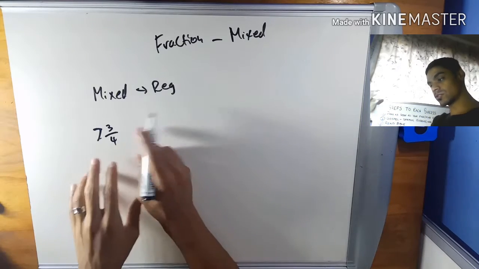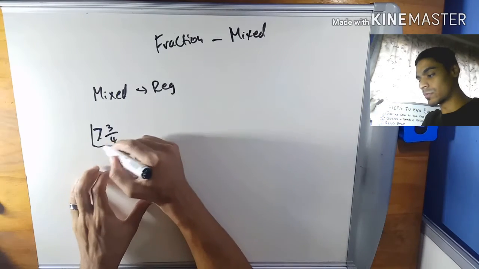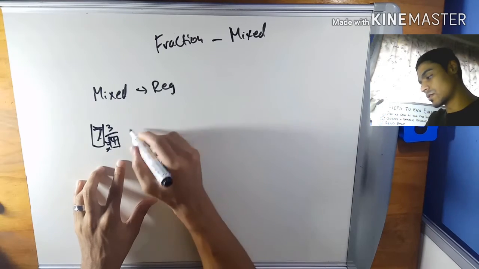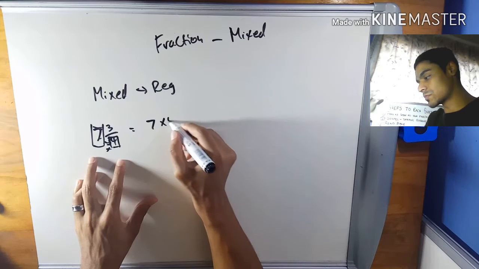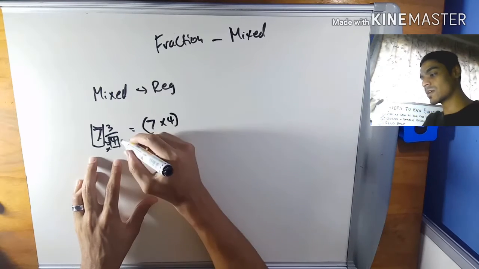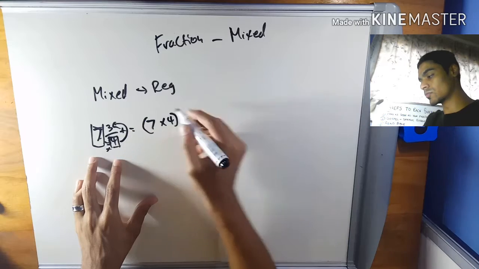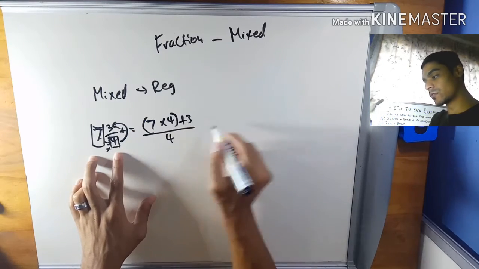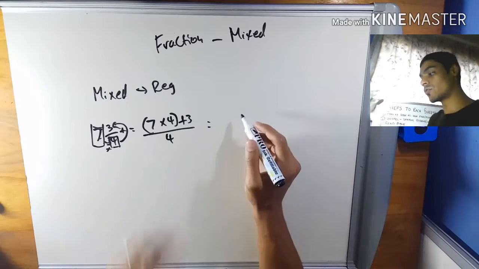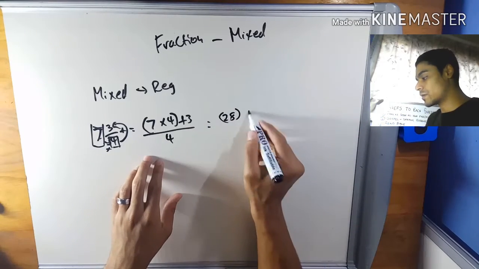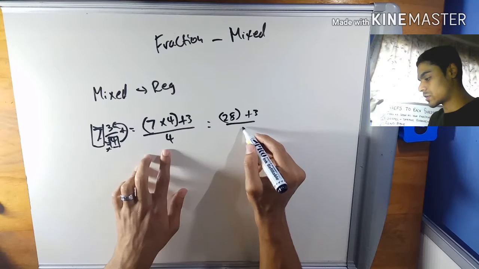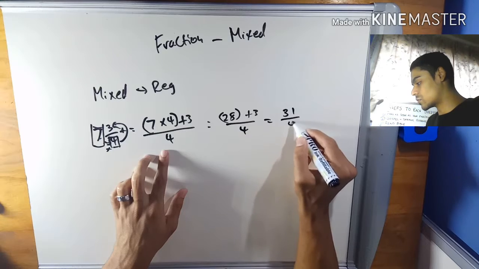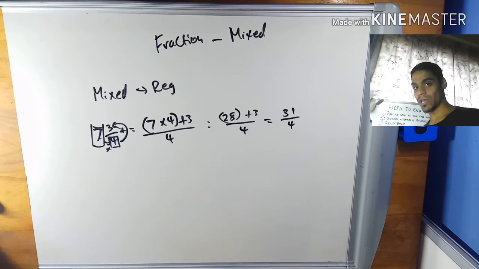To convert this to a regular fraction, you take your whole number multiplied by your denominator. So that's 7 times 4, in brackets. Then add that value to your numerator, plus 3, all over the denominator, 4. Following BODMAS, 7 times 4 is 28, plus 3 over 4, which is 31/4. And that is how you convert a mixed fraction into a regular fraction.